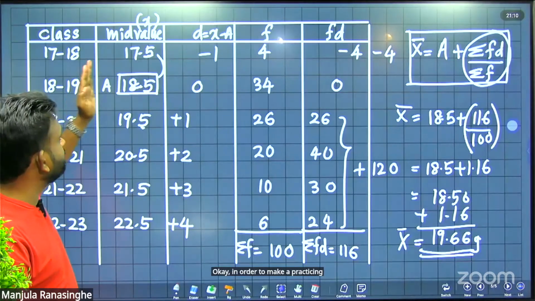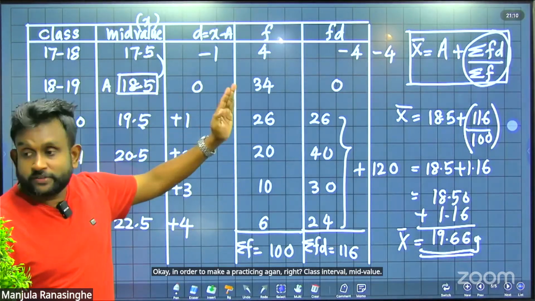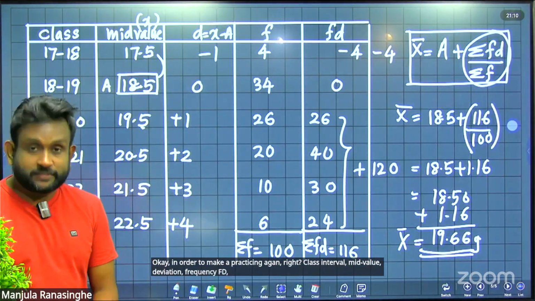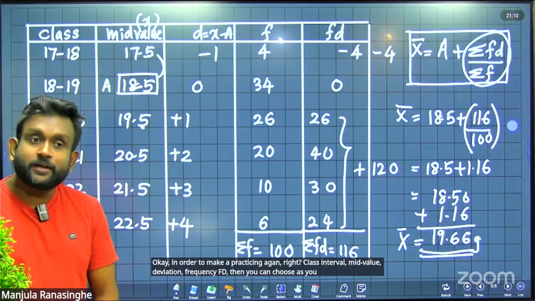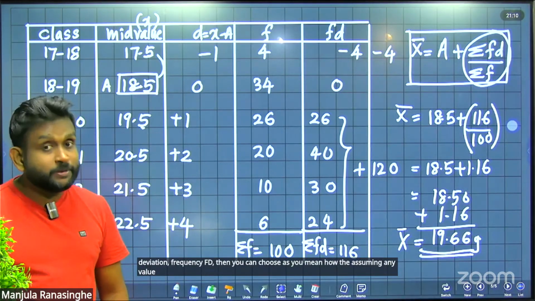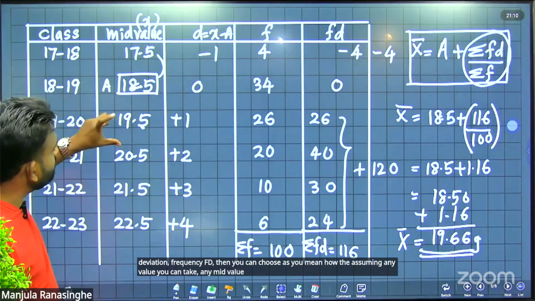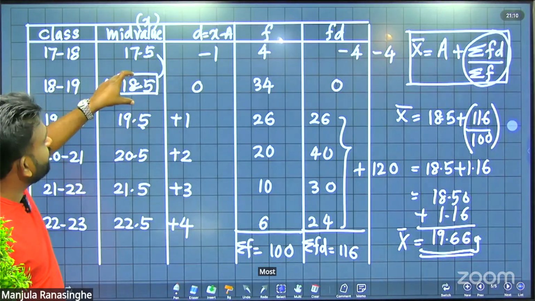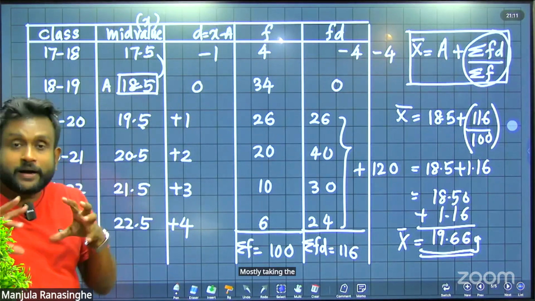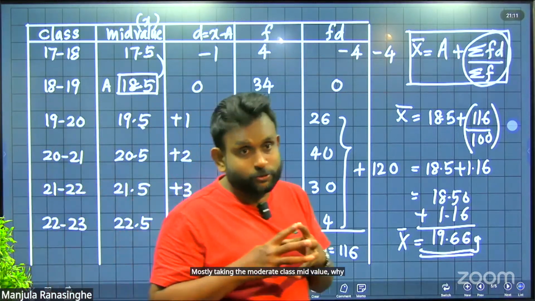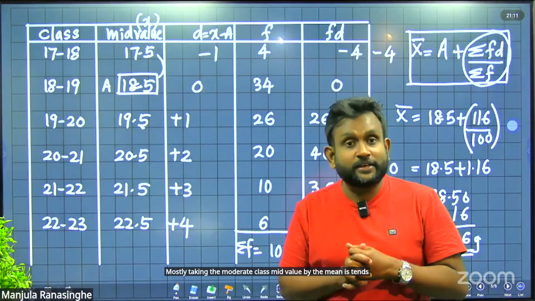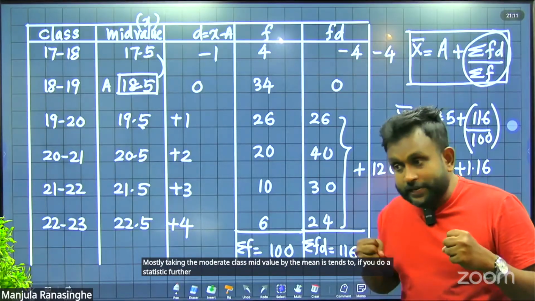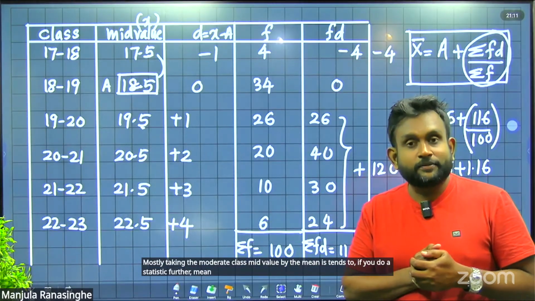Right, class interval, mid value, deviation, frequency, FD. Then you can choose any assumed mean. Any mid value you can take as your assumed mean, but mostly take the modal class mid value. Why? The mean tends towards the mode, if you study statistics further.